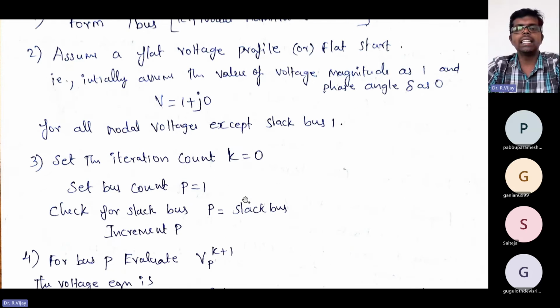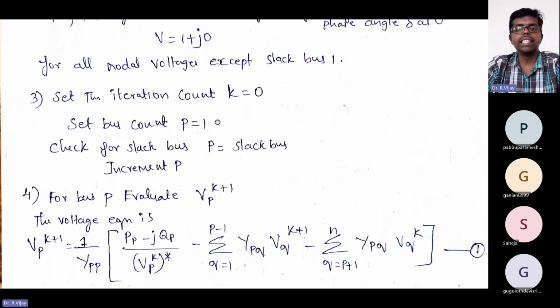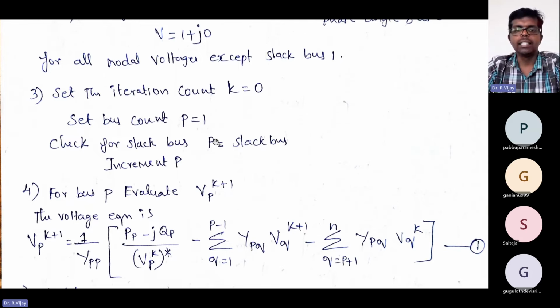Next, set the bus count. Set the bus count p is equal to 1. Check for the slack bus, that is, p is equal to slack bus. If so, increment p. First, you need to check for the slack bus. So you are taking p is equal to 1. If p is nothing but the slack bus, increment the p.